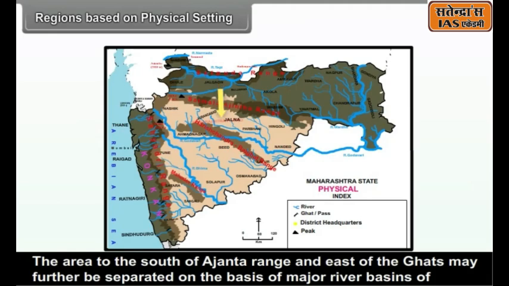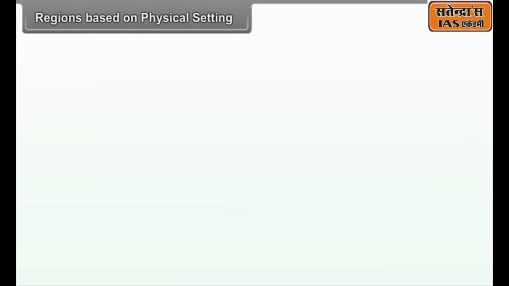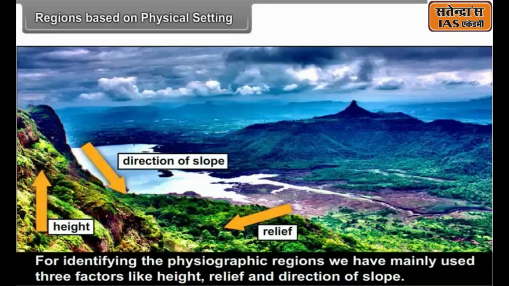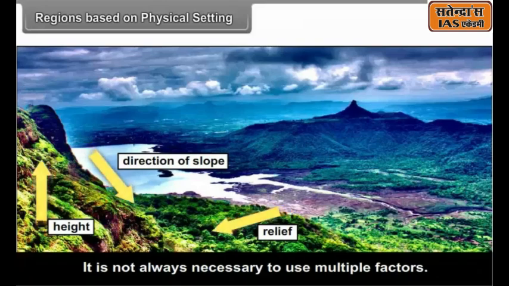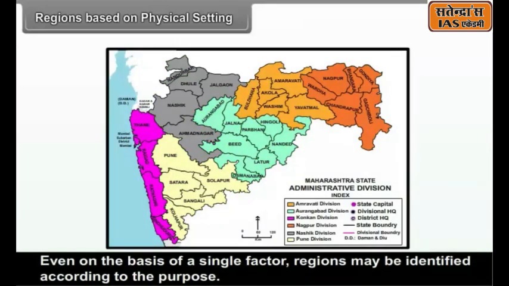The area to the south of Ajanta range and east of the Ghats may further be separated on the basis of major river basins of Godavari, Bhima and Krishna. For identifying the physiographic regions, we have mainly used three factors like height, relief, and direction of slope. It is not always necessary to use multiple factors. Even on the basis of a single factor, regions may be identified according to the purpose.